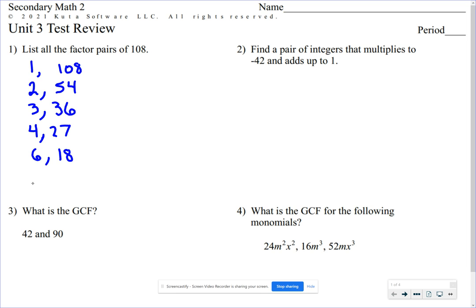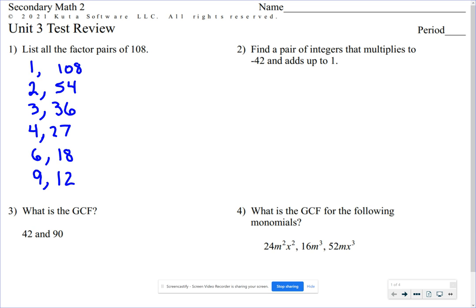Is 108 divisible by 7? Nope. By 8? Nope. By 9? Yes. 108 divided by 9 is 12. And is it divisible by 10? No. By 11? No. By 12? Yes, but 9 and 12 are already there. So there's my complete list of factor pairs for 108 when my factors need to be positive integers or positive whole numbers.